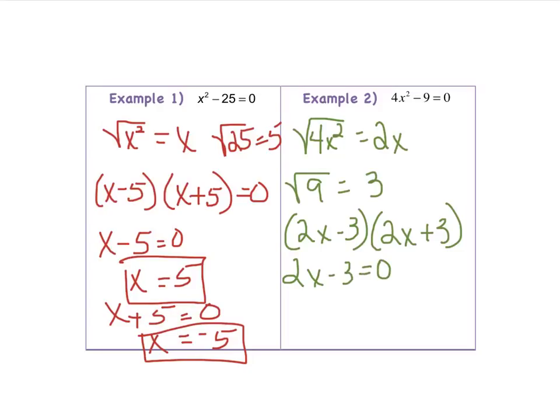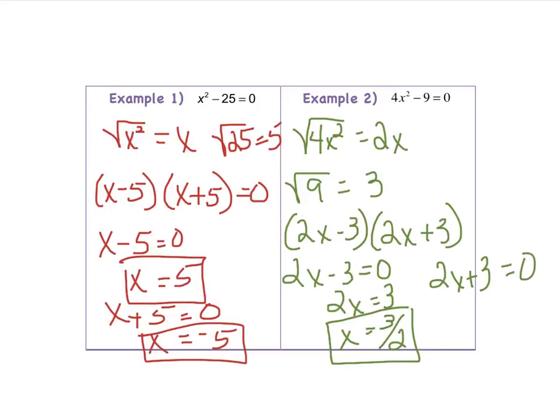In this first one, I'm going to add 3 to both sides, and I have 2x equals 3. Then I divide each side by 2, and I have x equals 3/2. So there's one of my solutions. Now I'm going to take 2x plus 3 and set it equal to 0. Subtract 3 from both sides, and I have 2x equals negative 3. Then divide each side by 2, and I have x equals negative 3/2. And that's my second solution.